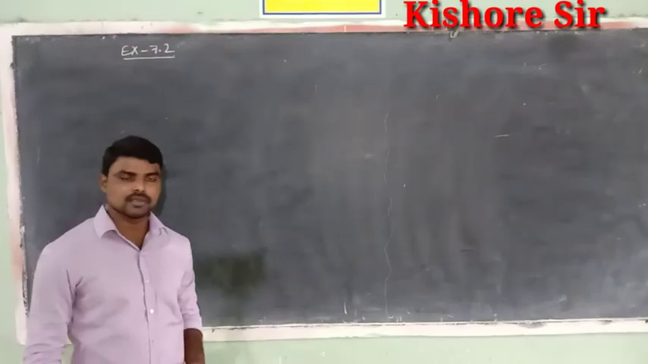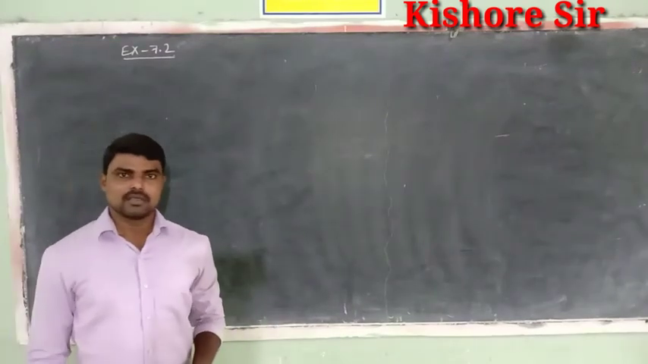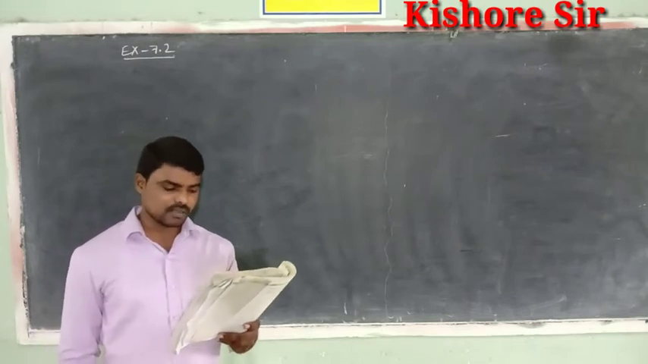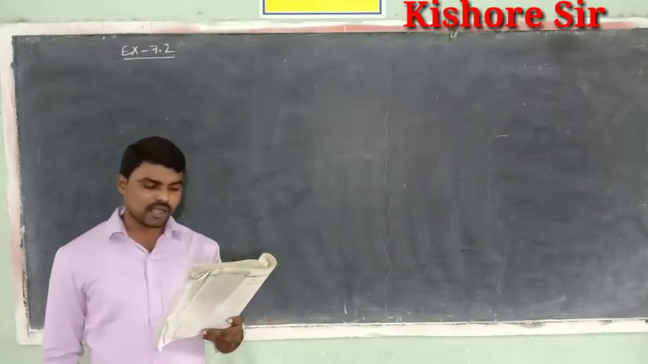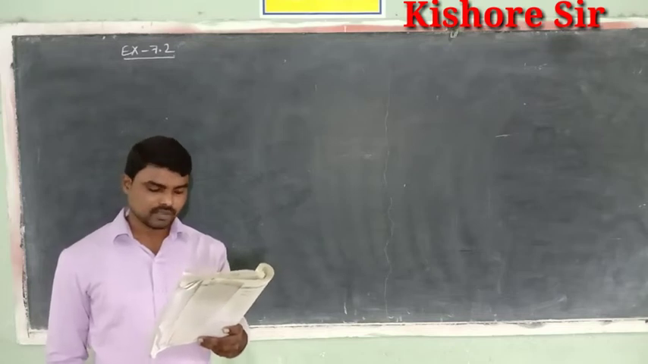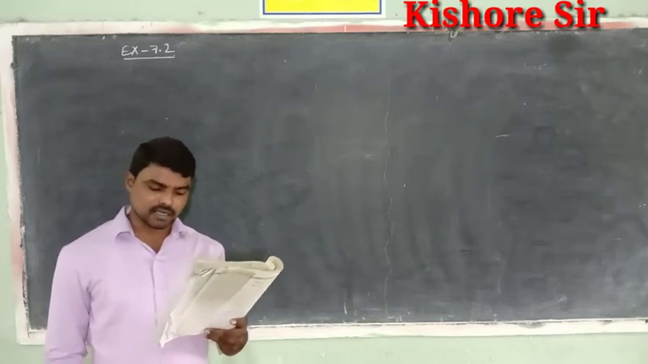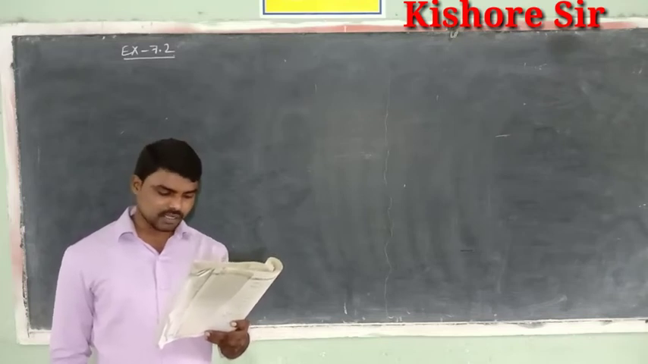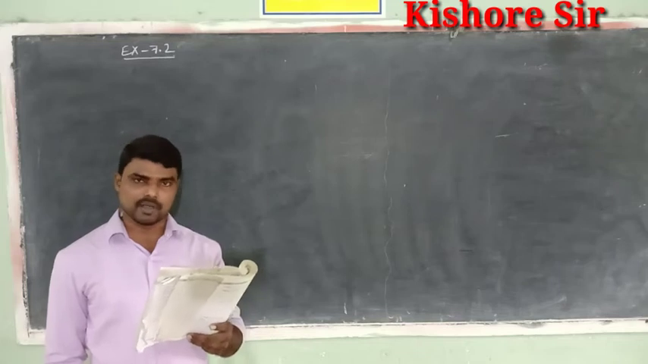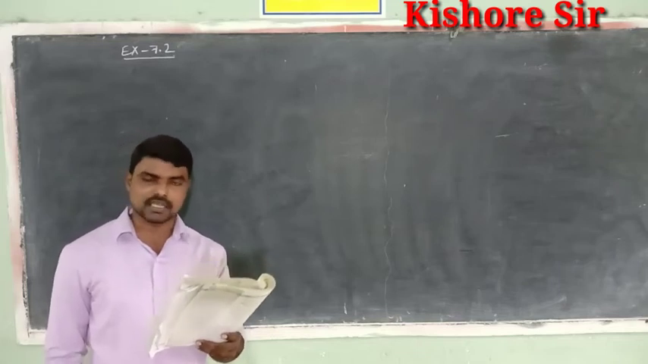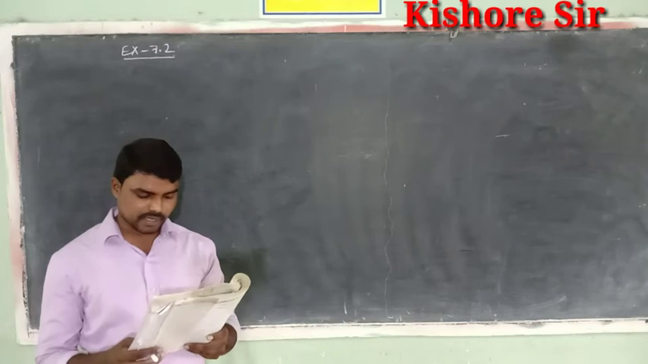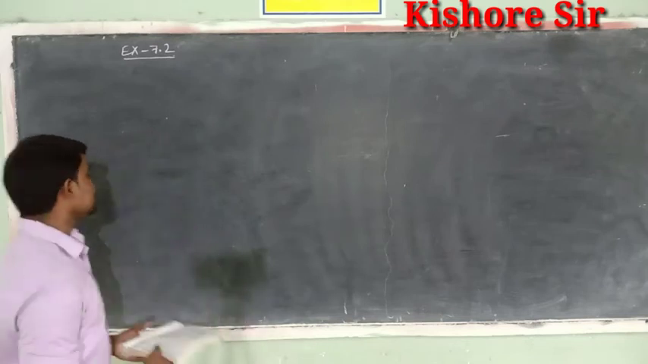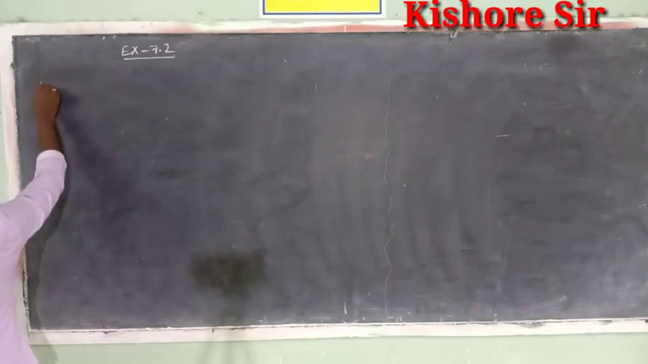Next, problem number 5. In exercise 7.2, problem number 5. Find the coordinates of a point A, where AB is the diameter of a circle whose center is 2, minus 3 and B is 1, 4. AB is the diameter of the circle, center of the circle is 2, minus 3 and the point B is 1, 4. So see here, problem number 5.